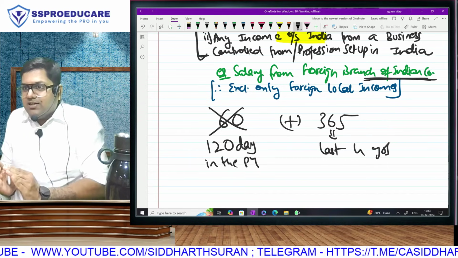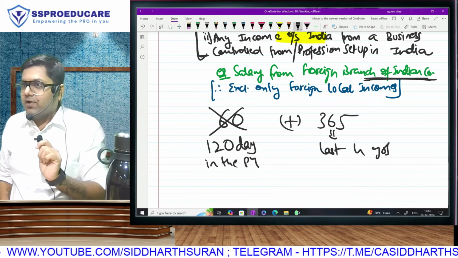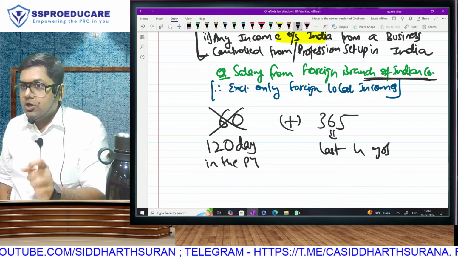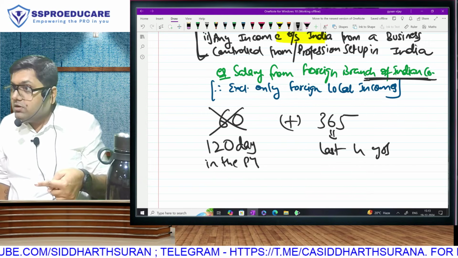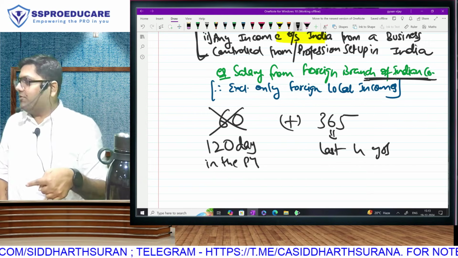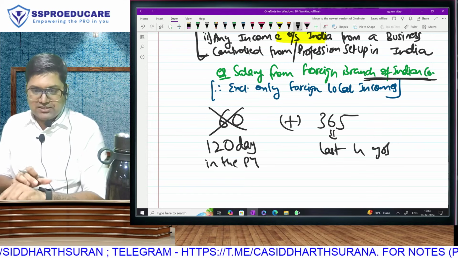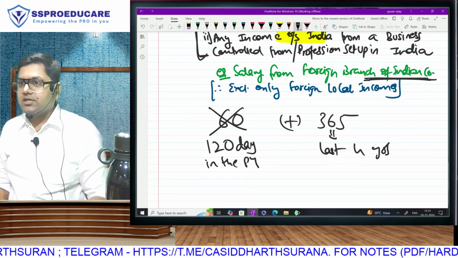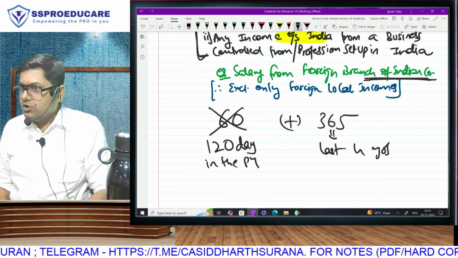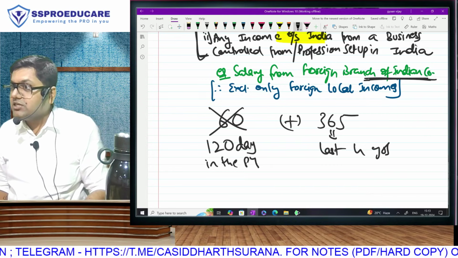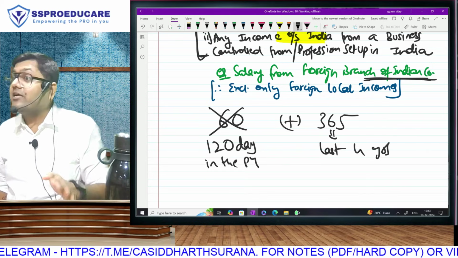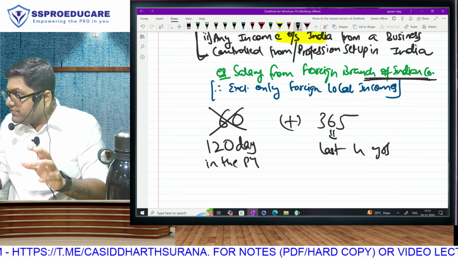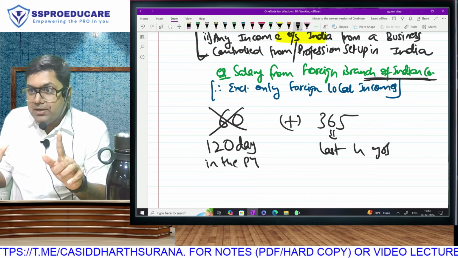First condition was current year 182. Second condition was current year 60, last 4 years 365. But that 60, 365 is not applicable if you are a citizen going for earning, or a citizen or PIO coming for visit. When you come for visit, 60, 365 is not applicable. But if your income exceeds 15 lakh, it will become applicable. Wait. Two things I have said.